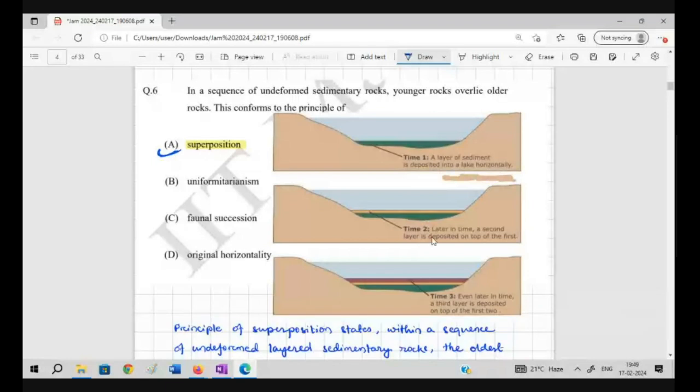Yes or no? Again, after some time another stratum is formed, then it is younger than the other two. Yes or no? So if you see, then in sequence the younger beds are always lying over the older beds in an undeformed sedimentary strata. Okay, but if it is an overturned strata, then the case will be different. But because it is given that the strata is undeformed, you can say the younger rocks will always overlie the older rocks. Okay, and it is known as the law of superposition. Is it okay with everyone?